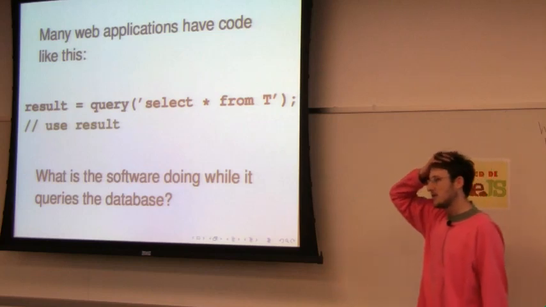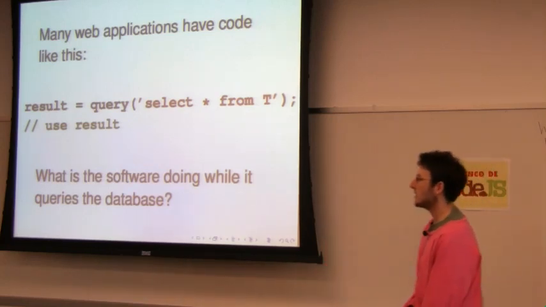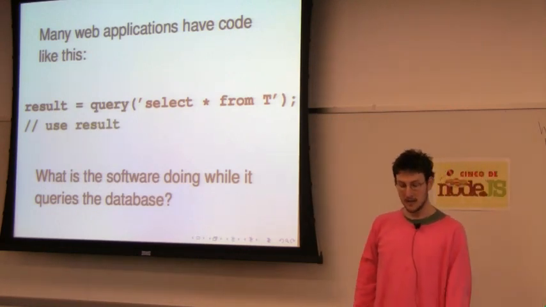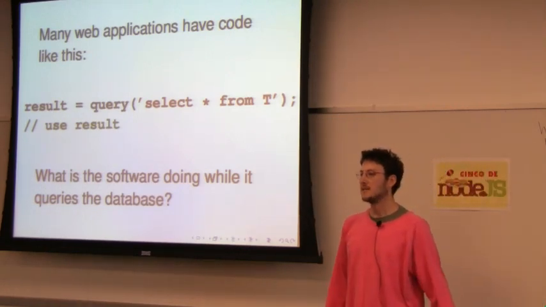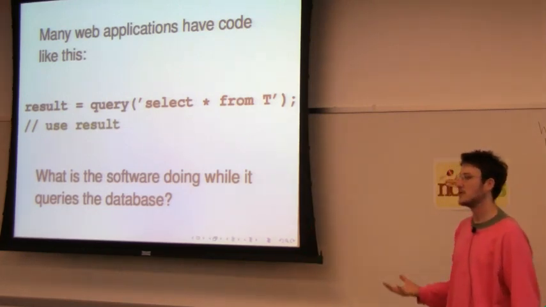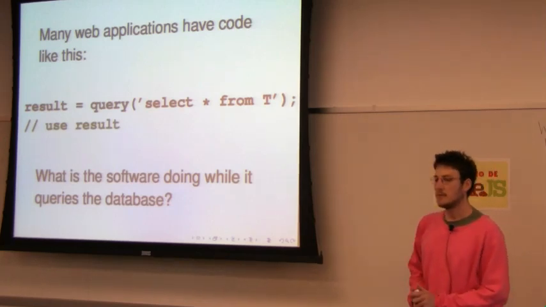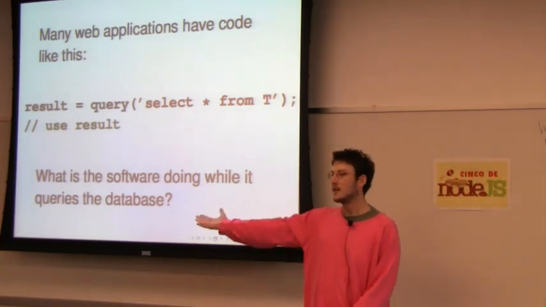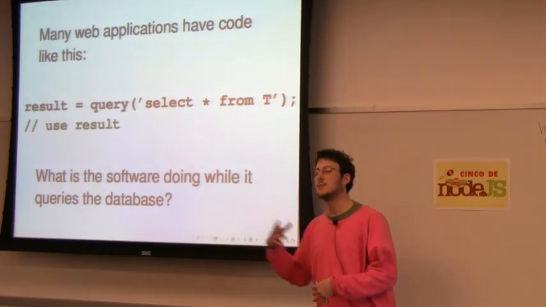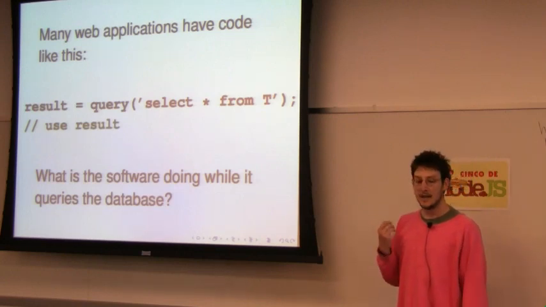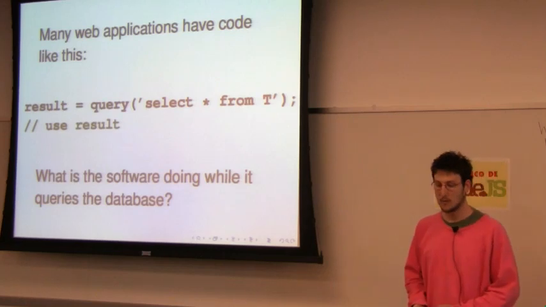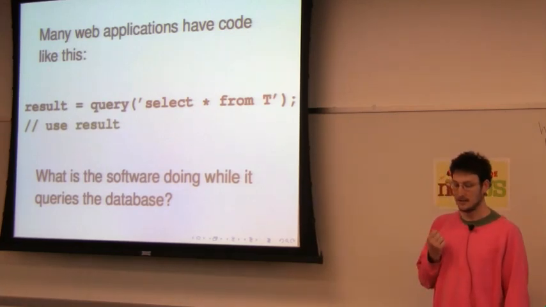A lot of applications, web applications in particular, but applications in general, have a line of code like this where you query something. You access a database that might be on the same computer, or it might be in Los Angeles, but you do some I/O, and you abstract it in the form of a function where it goes out, does that I/O, and then, you know, Los Angeles responds, and then you return from that function as a result. The question is, what does your software do while this function is going on?